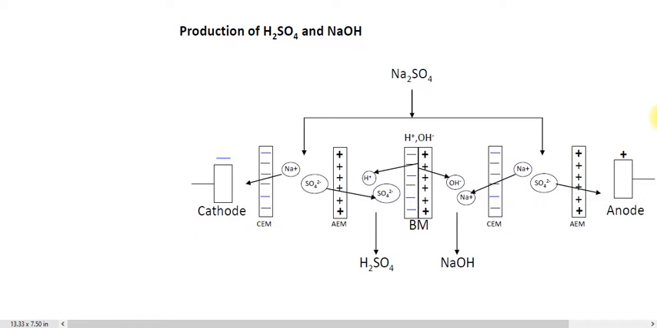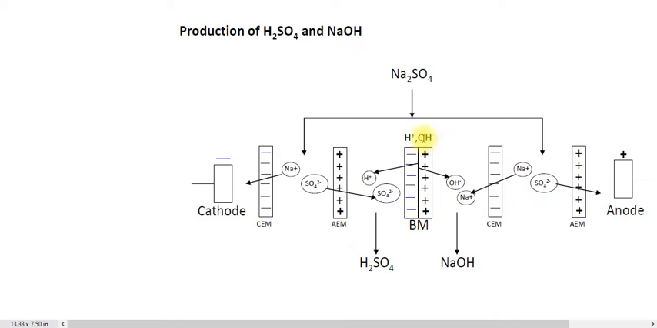Now we will see how to produce NaOH and H2SO4 by using the bipolar membrane. So here you have a setup where you have the cathode, which has the negative charge and collects the positive ions. Then you have the anode electrode, which has the positive charge and will collect the negative ions. Then you have the combination of membranes. Here this is the cation exchange membrane, which will allow the positive ions to pass. Then the anion exchange membrane, which allows the negative ions to pass.